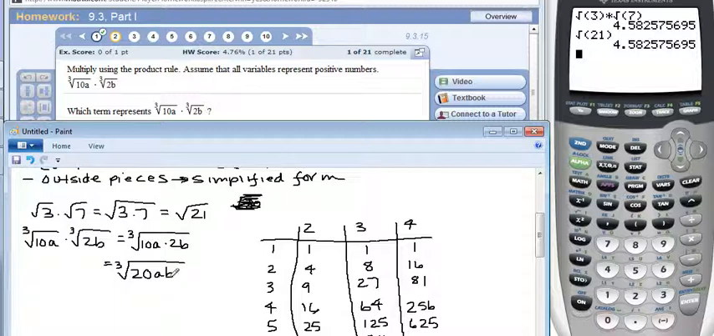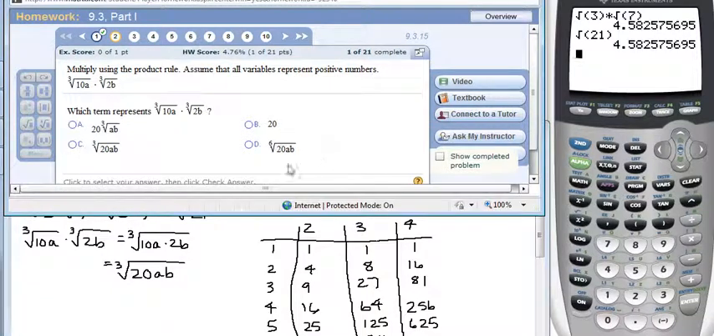All right? I don't have any perfect third powers in there. I can't split a 20 into any of these numbers. So I should be done then. Isn't it right there? Cube root of 20ab. Excellent.